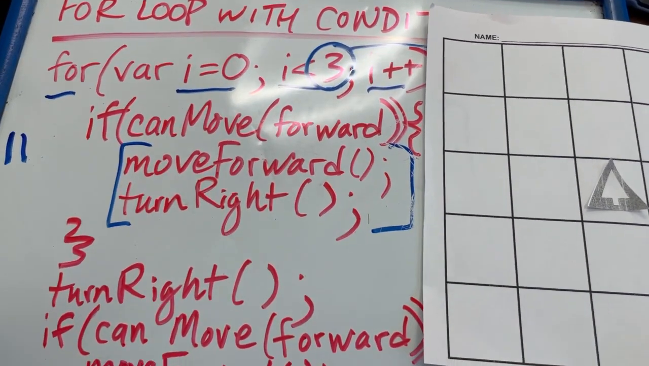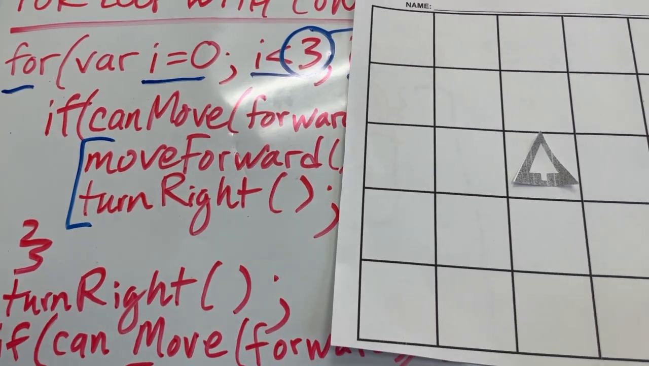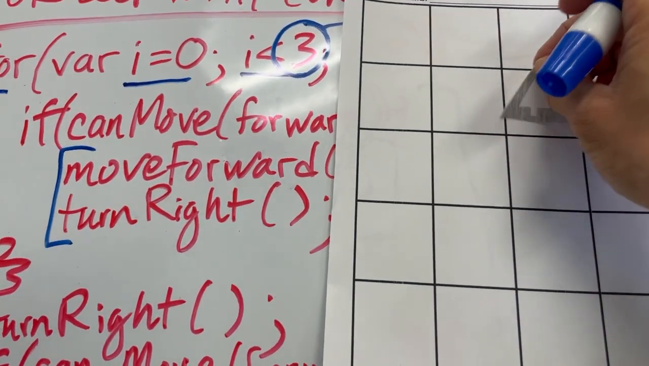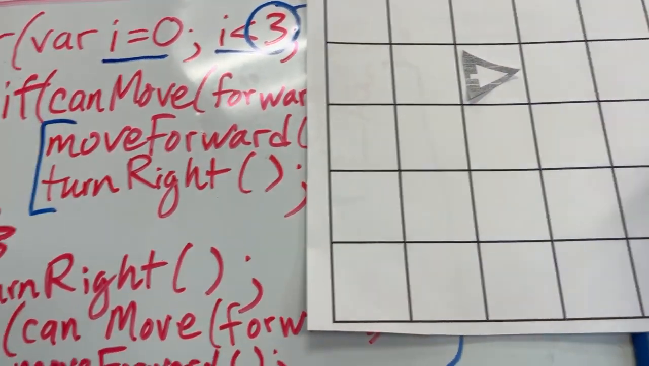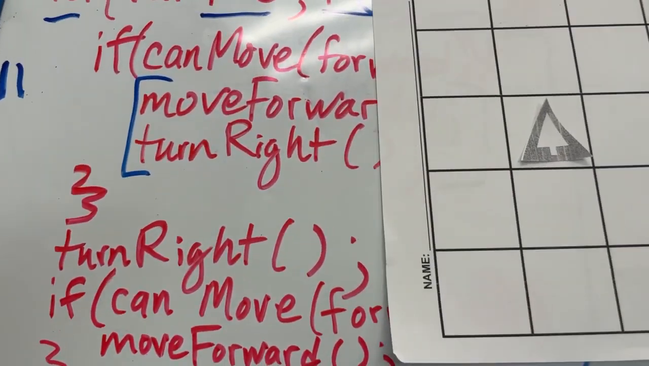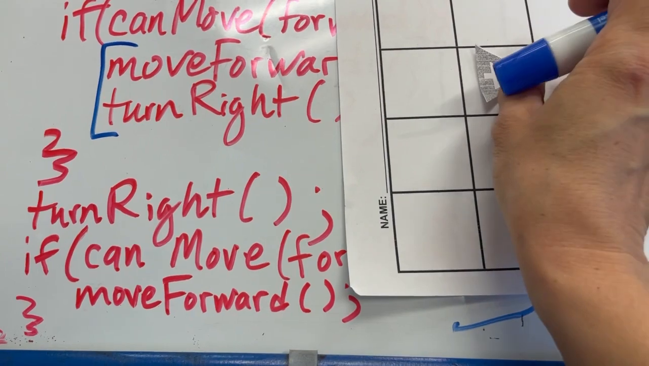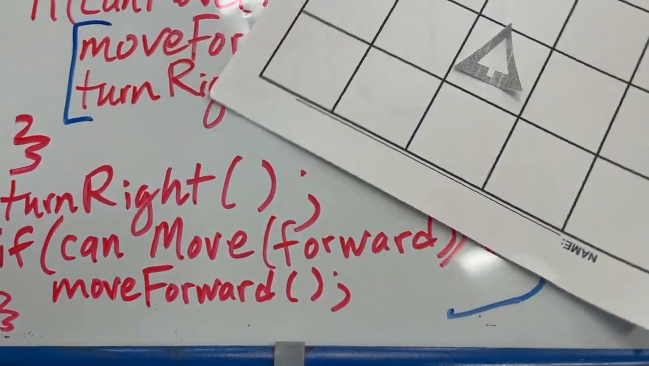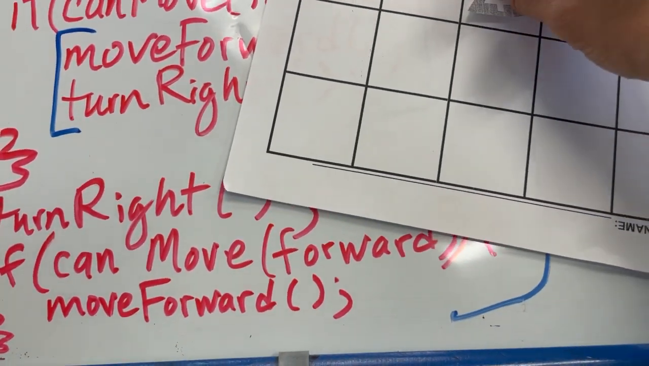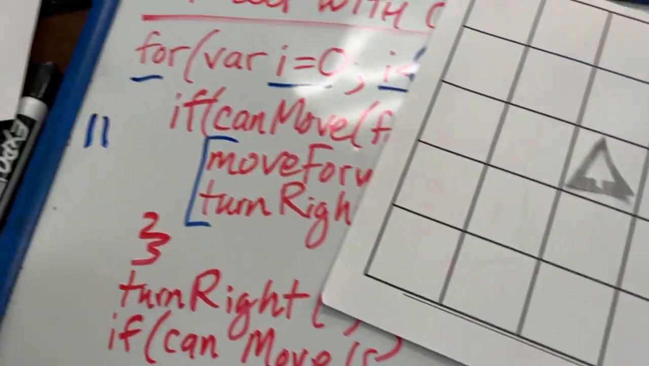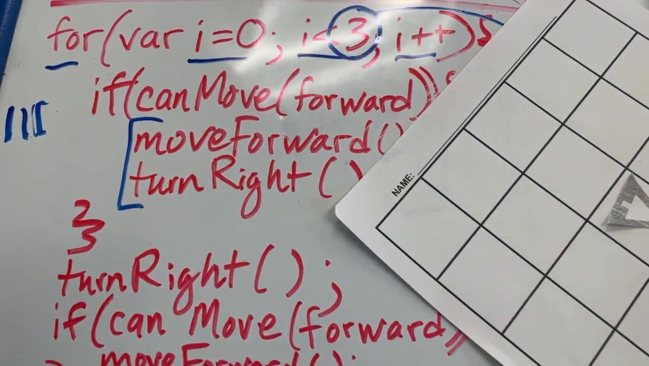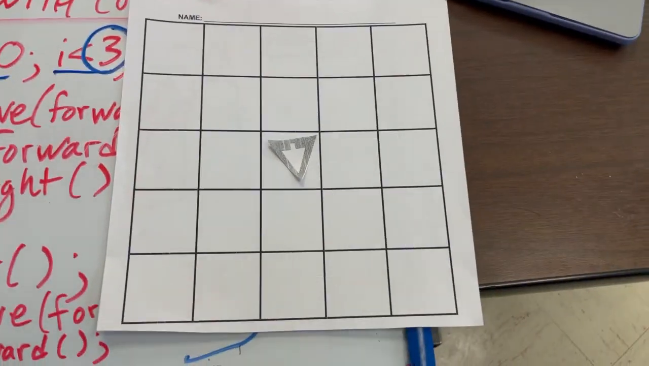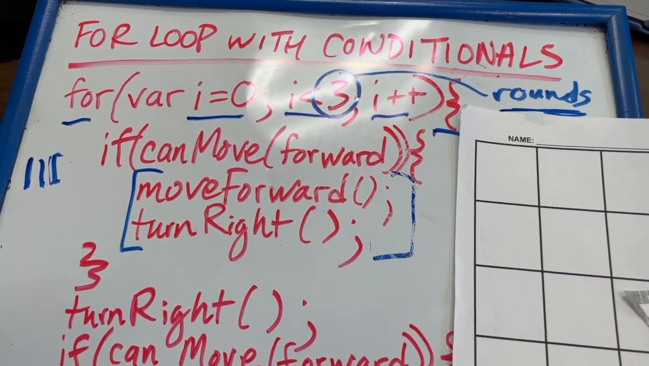Now the last round, remember we want to do 3. If I can move forward, move forward, turn right, here and right. And then we're going to turn right again. If can move forward, so I'm going to move forward. Now that is my final position because I've done 3 rounds, and I would draw my robot in this middle position pointed down, and that is a for loop with conditionals.